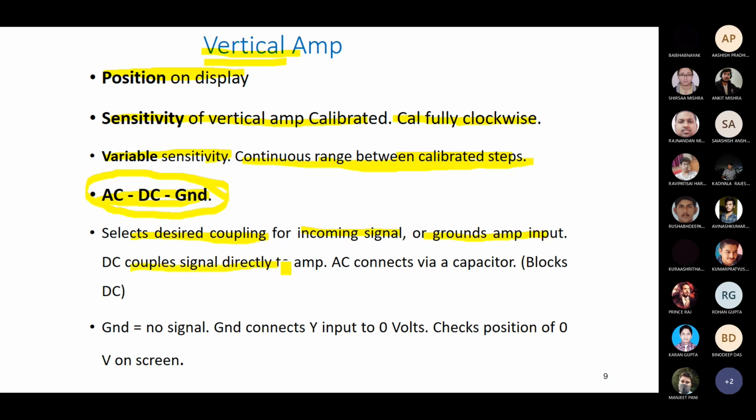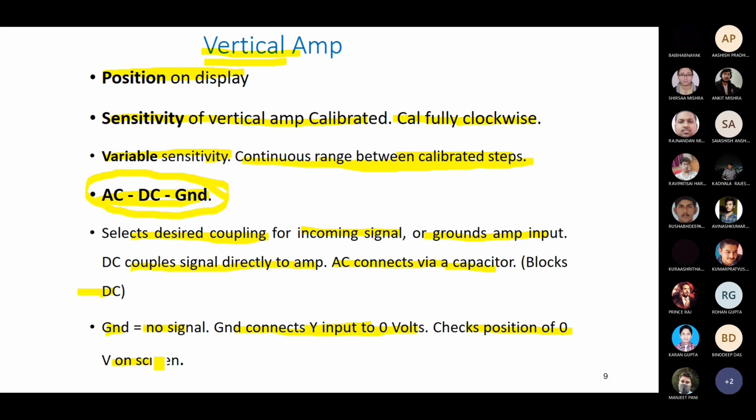Desired coupling for incoming signals or ground for the amplifier input. DC couples the signal directly to the amplifier. AC connects via a capacitor, which blocks the DC. So if you are using AC, DC will be blocked. If you are using DC, AC will be blocked. Ground means no signal will be provided, so you can find out which is your reference. Ground connects the Y input to 0 volt, where Y is your amplitude. You are giving 0 volt to the amplitude input, checking the position of 0 volt. That means you give 0 volt to both plates, and you need to see where exactly the electron beam is emitted on your screen.